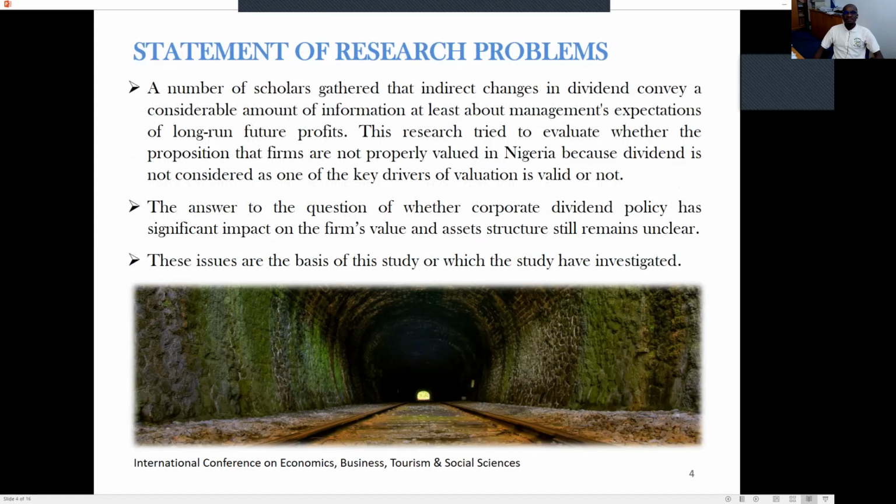Statement of research problems. A number of scholars gathered that changes in dividends convey a considerable amount of information about management expectations of long-run future profits. This research tried to evaluate whether the proposition that firms are not properly valued in Nigeria because dividend is not considered as one of the key drivers of valuation is valid or not. The answer to the question of whether corporate dividend policy has significant impact on the firm's value and asset structure still remains unclear in Nigeria. These issues are the basis of this study, which the study has investigated.